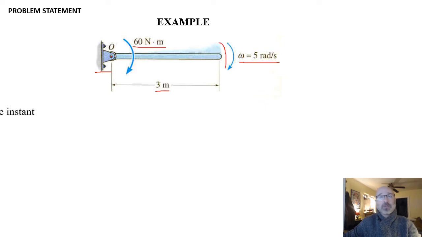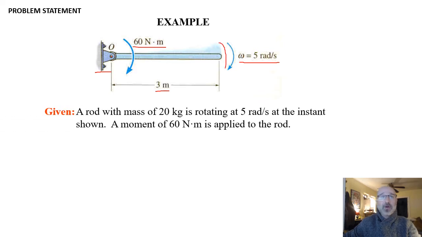So that's all just from the given diagram. In the problem statement, they also tell us the rod has a mass of 20 kilograms, and it's rotating at 5 radians per second. That corresponds with our omega up there at the instant shown. And they also tell us we have that moment of 60 Newton meters that we can see right up there, and that's going to be applied to the rod.